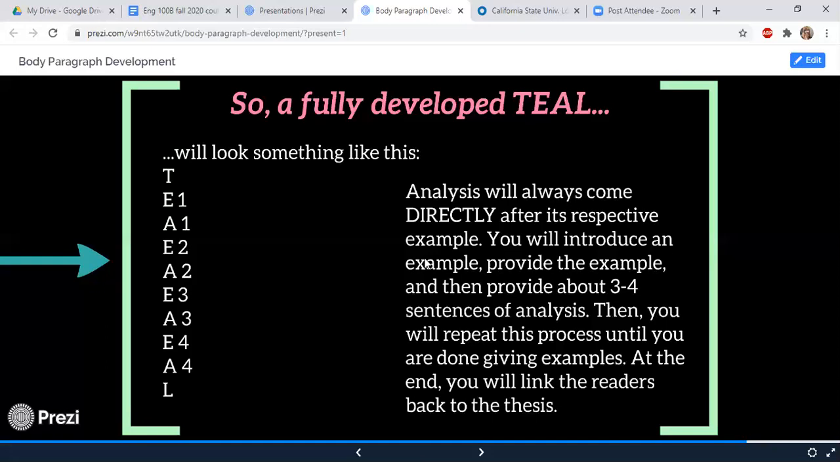Okay, and then at the very end, you'll link back to the thesis. The linking back to the thesis should also be about 3 to 4 sentences, okay, just to start.